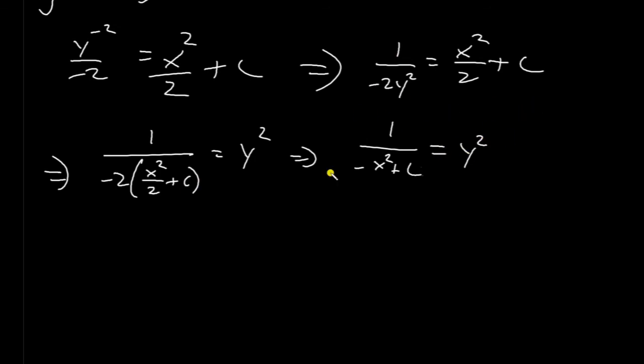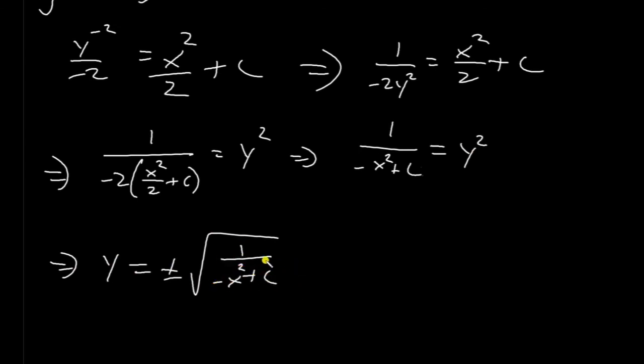Okay, so anyways, we have this. We'll take the square root of both sides, and we'll get y equals plus or minus square root of 1 over negative x squared plus c. Now how do we figure out what the value of c is? Because c is a number, right? It's some unknown, mysterious number.